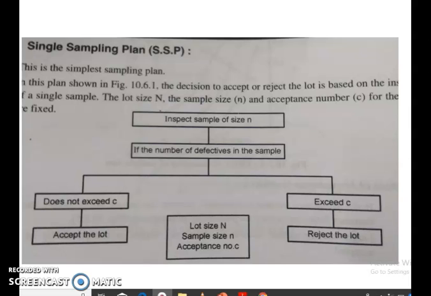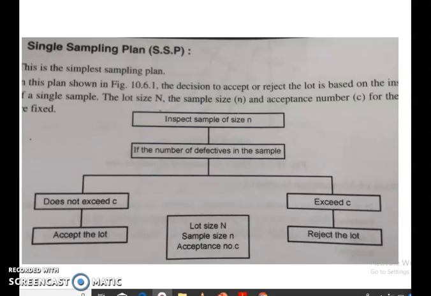As shown in the diagram, this is an algorithm. First we have to take a sample of size small n, then we have to inspect it. If the number of defectives in that sample does not exceed the acceptance number, then we directly accept the lot. If the defective components exceed the acceptance number, then we reject the lot. So this is the single sampling plan.